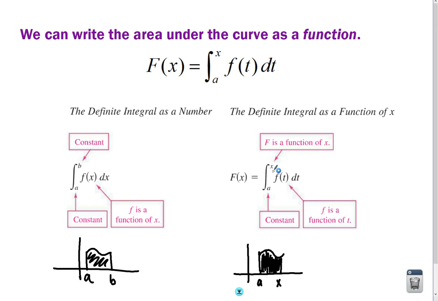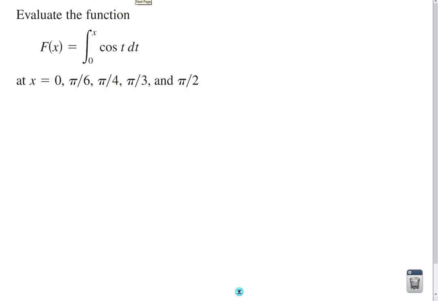Let's look at an actual example so you can see what I'm talking about. Let's say capital F of x is equal to the integral from 0 to x of cosine of t dt. And I want to evaluate this at x equals 0, pi over 6, pi over 4, pi over 3, and pi over 2. If we start out with F of 0, that's the integral from 0 to 0 of cosine of t dt. That's pretty straightforward. Any time the bounds are the same, that's just going to be 0.